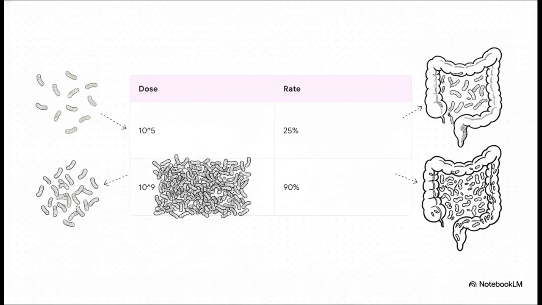Now, what's really interesting about this slide is the sheer math of the invasion. Notice the stark contrast here. A microscopic dose of 10 to the fifth power, that's 100,000 organisms, causes disease in about 25% of cases. But if you increase that dose to 10 to the 9, or 1 billion organisms, the infection rate skyrockets to 90%. It's basically a massive numbers game. The heavier the contamination, the more likely the invader is to successfully establish a beachhead in your system.